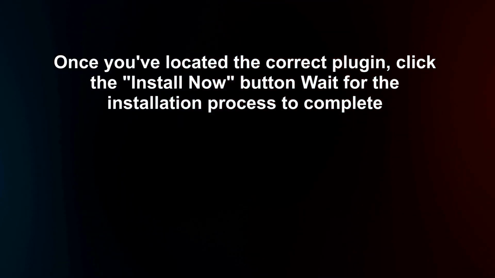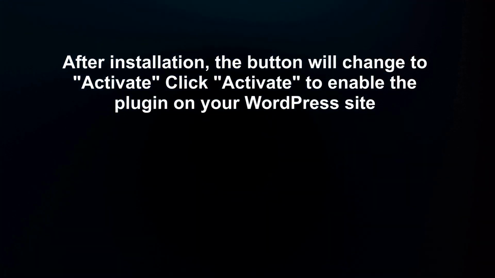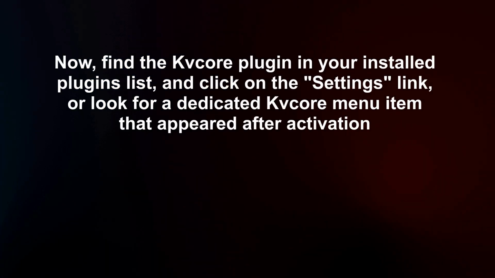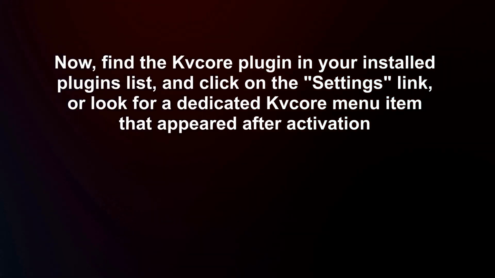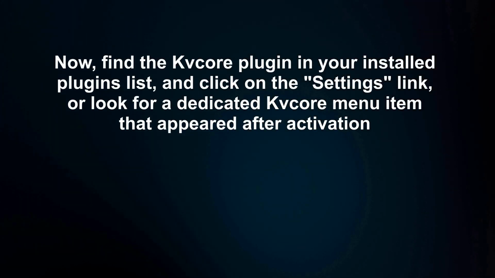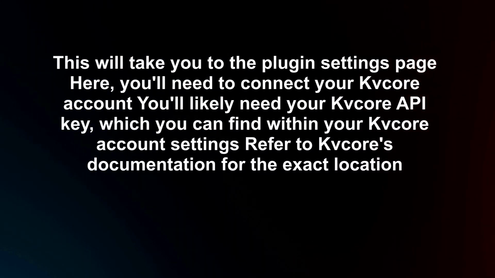Wait for the installation process to complete. After installation, the button will change to Activate. Click Activate to enable the plugin on your WordPress site. Now, find the Kvcore plugin in your installed plugins list and click on the Settings link, or look for a dedicated Kvcore menu item that appeared after activation. This will take you to the plugin settings page.